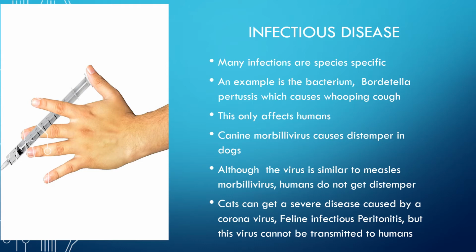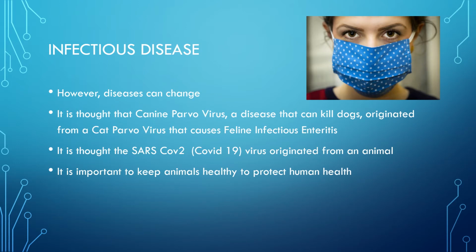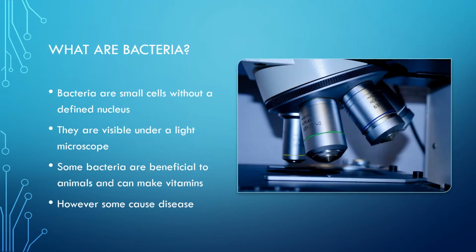Cats can get a severe disease called feline infectious peritonitis. This is caused by a coronavirus, but it is not transmissible to humans. However, diseases can change. It's thought that canine parvovirus, a disease that can kill dogs, originated from a cat parvovirus that causes feline infectious enteritis. It's also thought that the SARS-CoV-2 virus, which causes COVID-19, may have originated from an animal. It's therefore very important to keep animals healthy to protect human health.